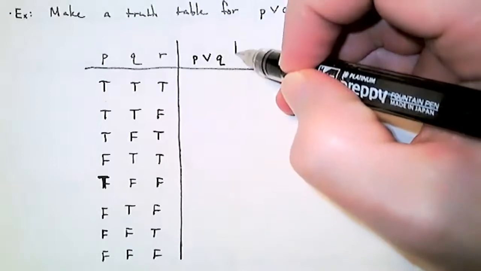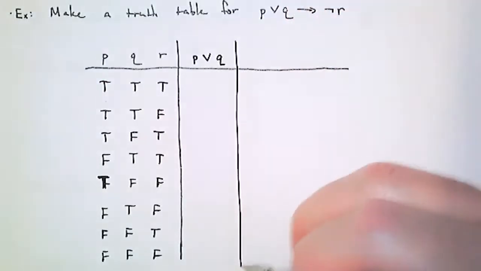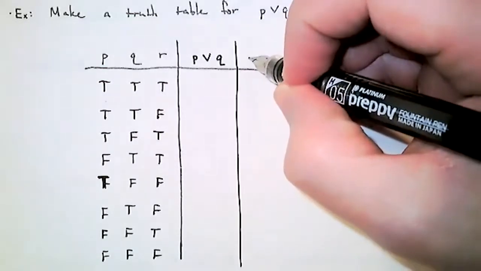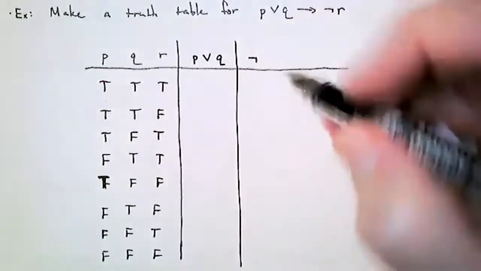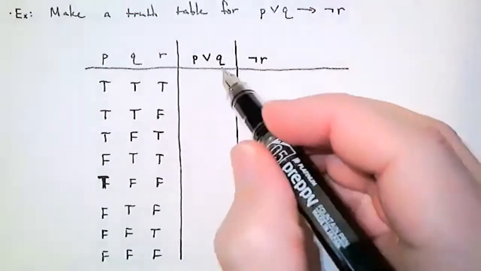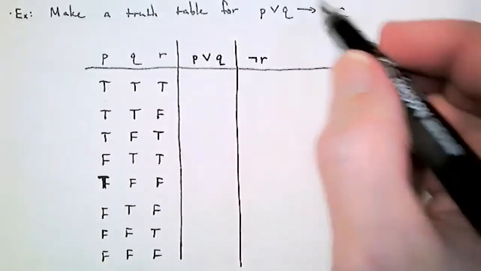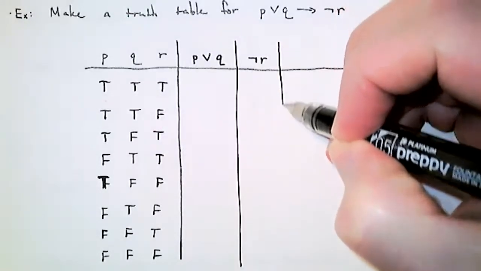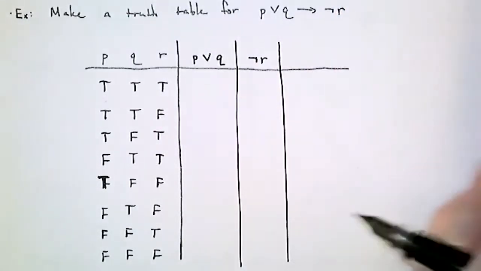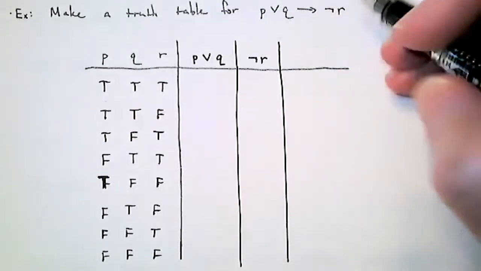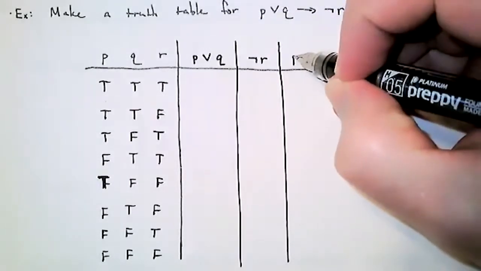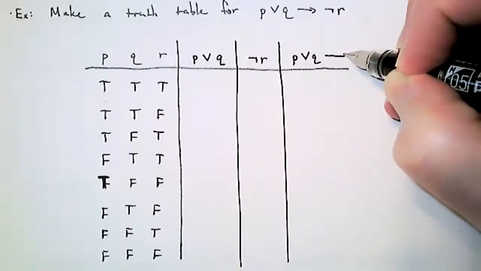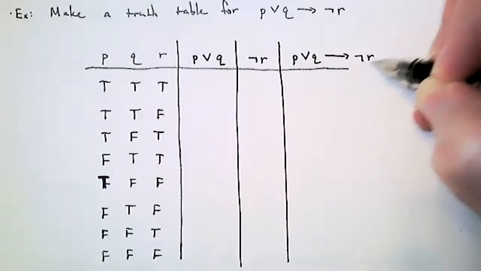And then I can make another column for not R, the negation of R. And then once I figured out the truth values for these 2 pieces of the bigger compound proposition, I'll make a last column for the overall thing. So P or Q, then not R.